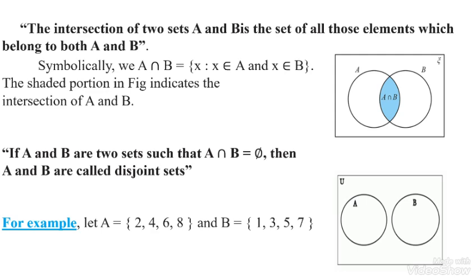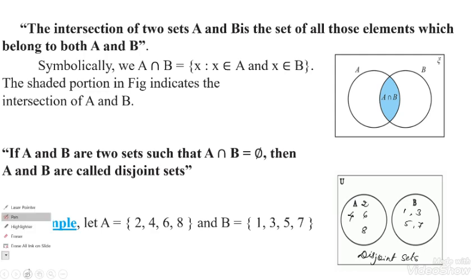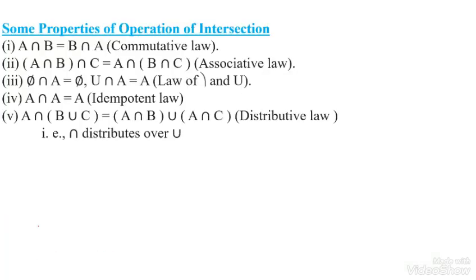Now take another example here. Let A be a set containing the elements 2, 4, 6, 8 and B be a set containing the elements 1, 3, 5, 7. The representation in the Venn diagram is A containing the elements 2, 4, 6, 8 and B containing the elements 1, 3, 5, 7. There are no common elements. Therefore, this is the representation of disjoint sets.